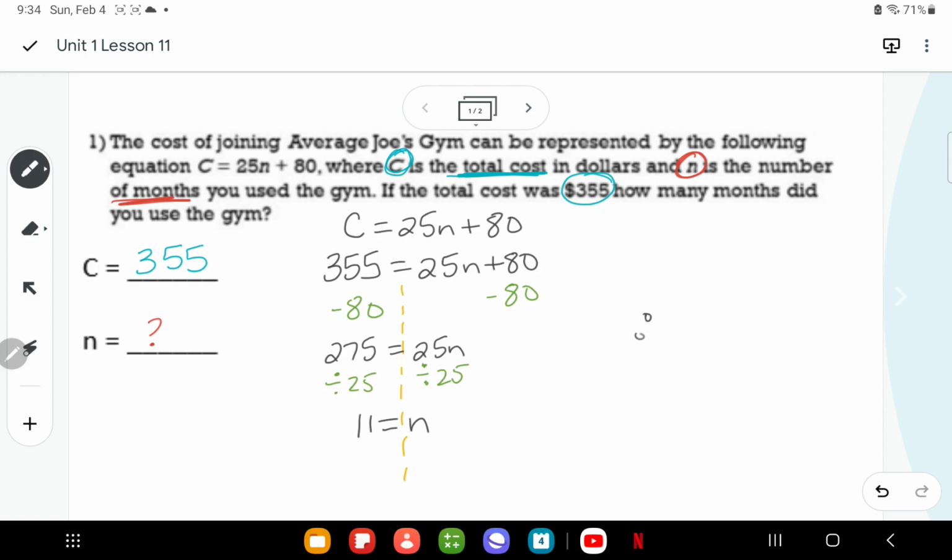We should write a therefore statement. Therefore, you used the gym for 11 months. We want to make sure we put our units in there. We know N is the number of months.